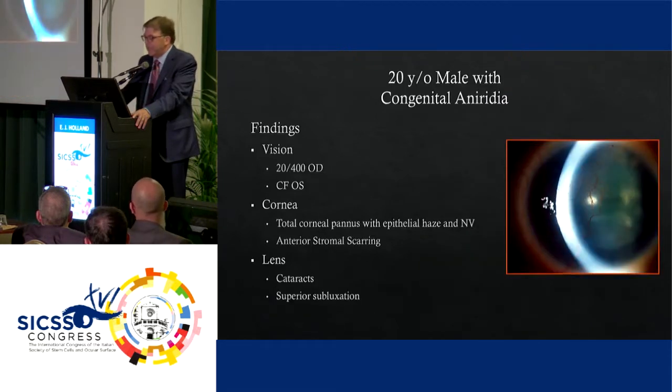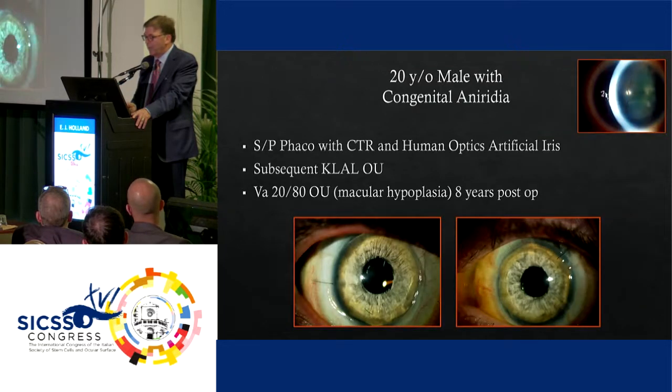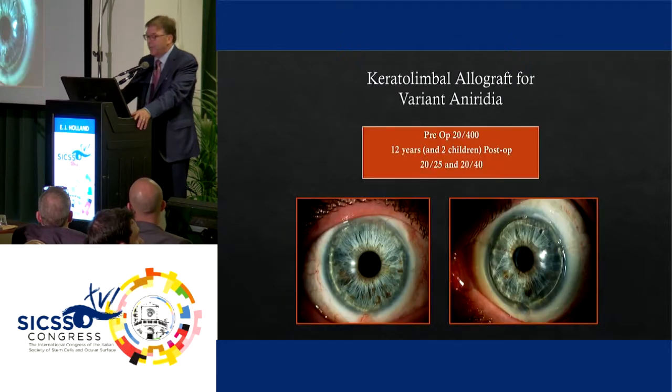This is one case I'd like to highlight, a patient with congenital aniridia. You can see total ocular surface failure with neovascularization and conjunctivalization. The patient underwent a keratolimbal allograft and artificial iris surgery by my partner, Mike Snyder. And here he is with his resumed 20/80 vision, which is the best vision that he had prior to his ocular surface disease, 8 years post-op, and he's obtained a limited driver's license.